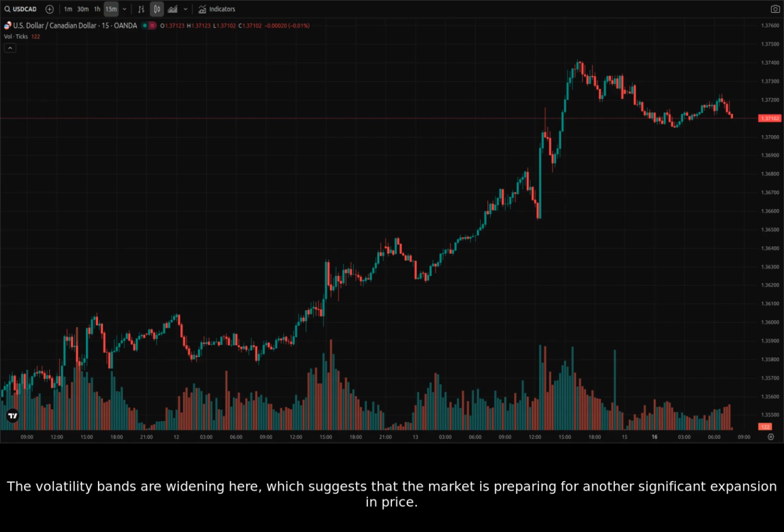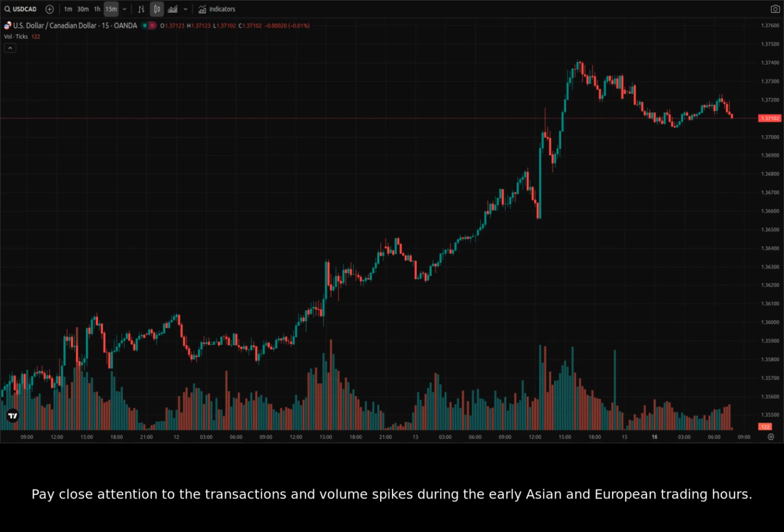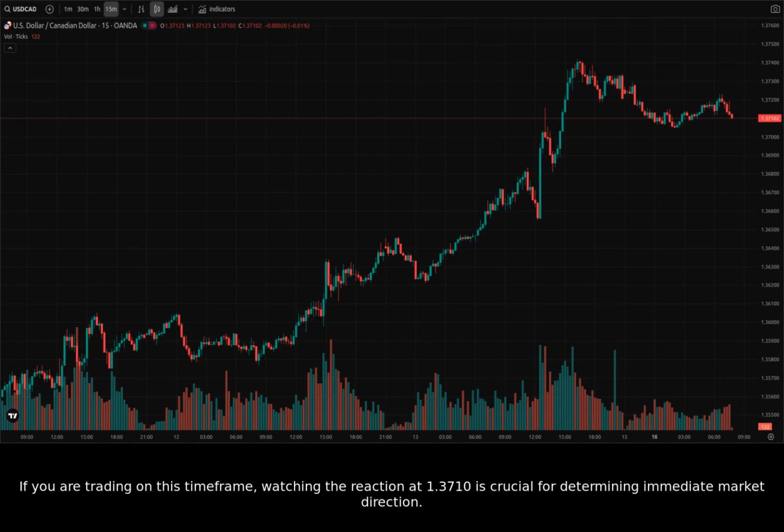The volatility bands are widening here, which suggests that the market is preparing for another significant expansion in price. Pay close attention to the transactions and volume spikes during the early Asian and European trading hours. The hourly trend currently shows a series of higher lows, which is a classic bullish indicator in this time frame. Resistance is becoming more defined at 1.3725, which has capped the most recent 3 hourly attempts. If you are trading on this time frame, watching the reaction at 1.3710 is crucial for determining immediate market direction.